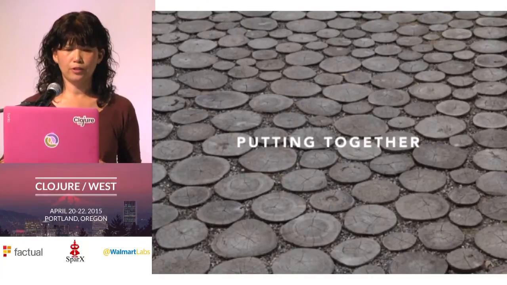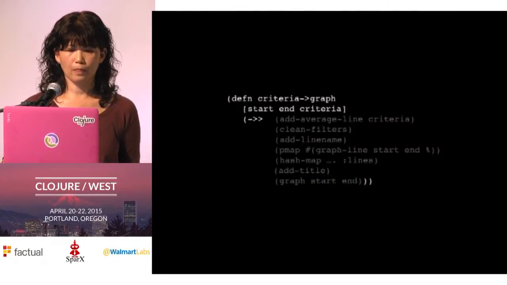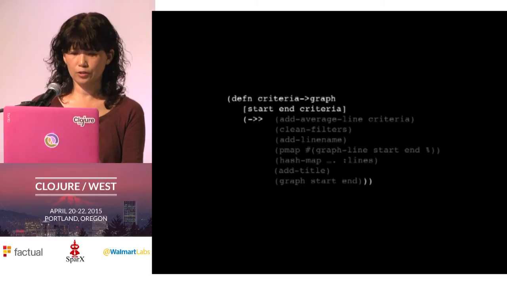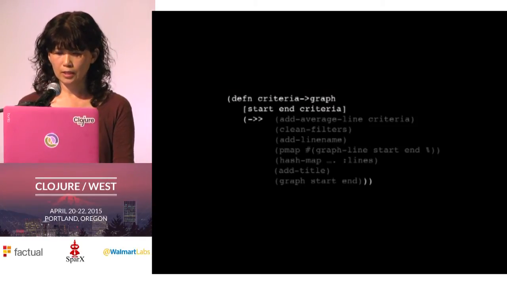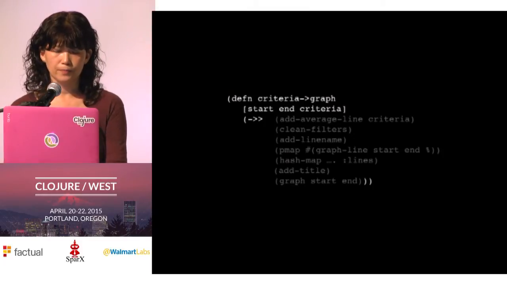And let's put together the things we discussed so far. From the front end, this is the function to return a graph object in JSON format given a start date, end date, and line criteria.